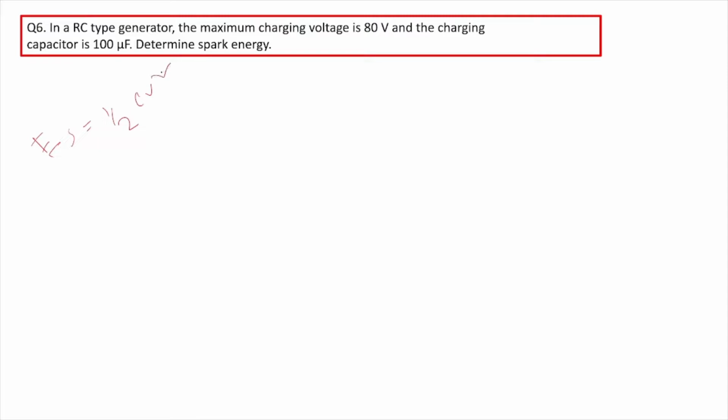Half CV squared. Here one thing we have to remember is that all the units we need to put in the same manner, that is in SI units. The capacitance is given in microfarad, so if we convert it into farad, it is 100 into 10 to the power minus 6, and V is given as 80 volt. What will be the correct answer? Half into 100 into 10 to the power minus 6 into 80 squared.